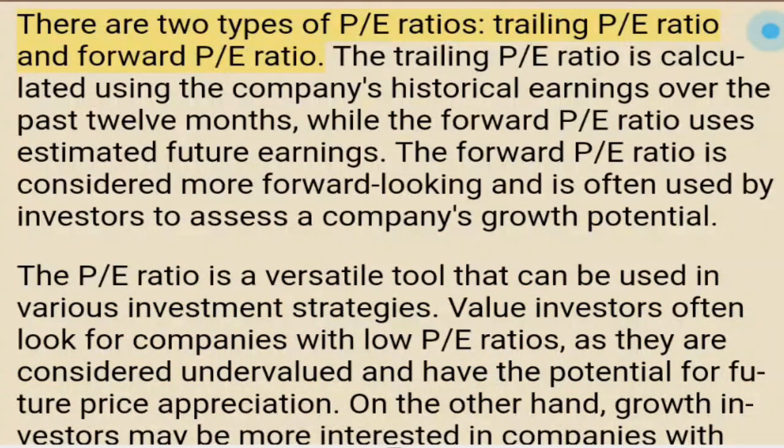There are two types of P/E ratios: trailing P/E ratio and forward P/E ratio. The trailing P/E ratio is calculated using the company's historical earnings over the past 12 months, while the forward P/E ratio uses estimated future earnings. The forward P/E ratio is considered more forward-looking and is often used by investors to assess a company's growth potential.